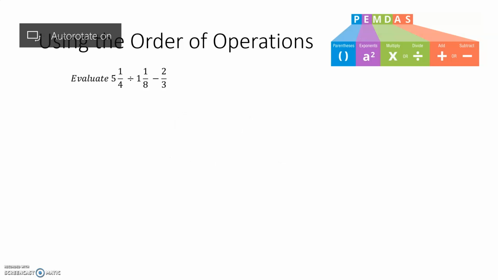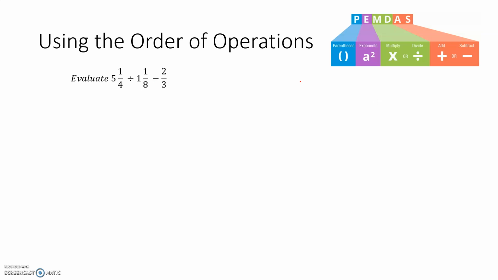All right, this is everybody's favorite, the order of operations. So now we're adding division, dividing and fractions into the mix. Evaluate 5 and 1/4 divided by 1 and 1/8 minus 2/3. And luckily for me, I can just go from left to right, because that is the order of operations. Division before subtraction, so I'm following the order of operations.